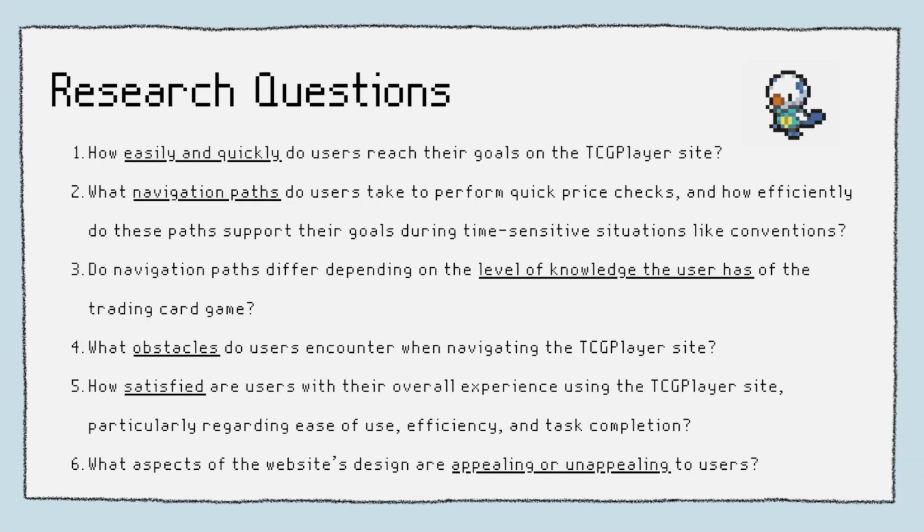To test the usability of the TCGPlayer website, I came up with 6 research questions to focus on. How easily and quickly users reach their goals, what navigation paths are taken and how efficient they are. Does expertise level impact navigation paths? What obstacles do users face? How satisfied are users with their experience on the site? What design elements do users find appealing and unappealing?